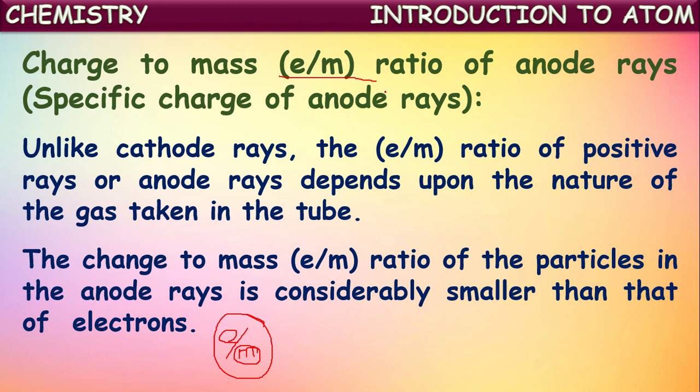It is not fixed. But for cathode rays the e by m ratio is fixed, because whatever gas we take inside the discharge tube, the produced cathode rays are similar. Those cathode rays we call electrons. Their charge and mass are fixed, so we can say their e by m ratio is constant. But for anode rays, it is different.